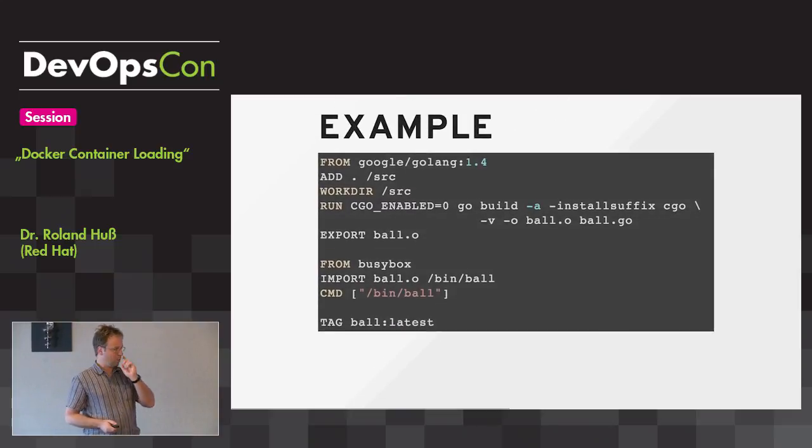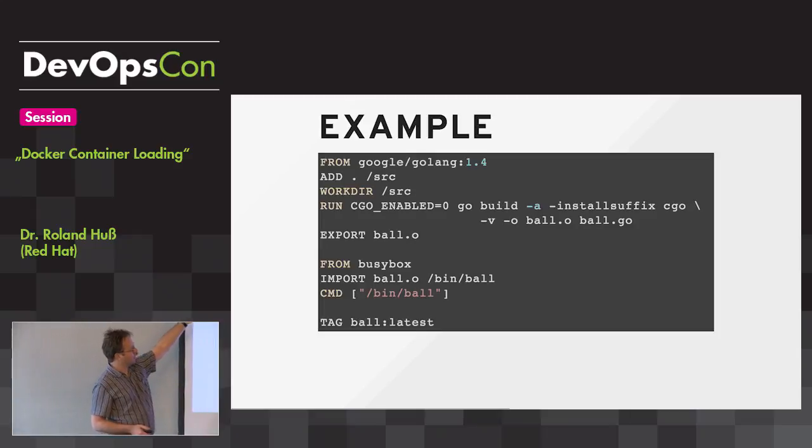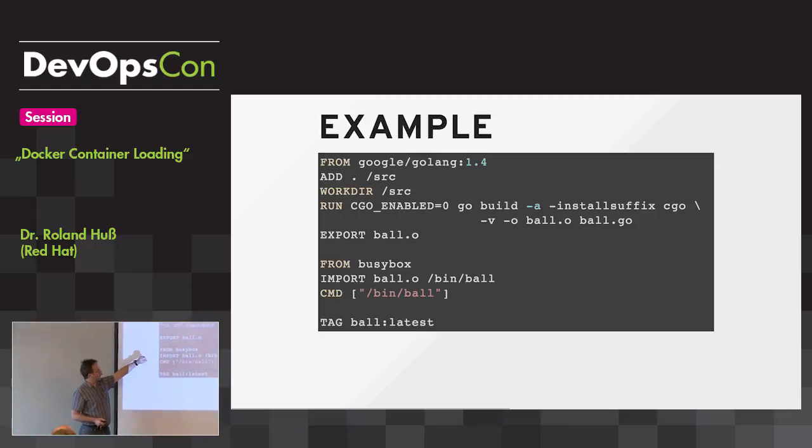Here's an example of such a Dockerfile. So you have here two froms. One is simply from a Golang builder image. In this, during the build, you run the Go compiler, and the Go compiler creates a binary called ball.o. And then you have here this export directive, and this can be referenced here directly in this import stuff.